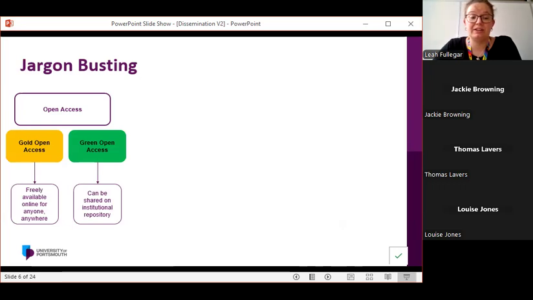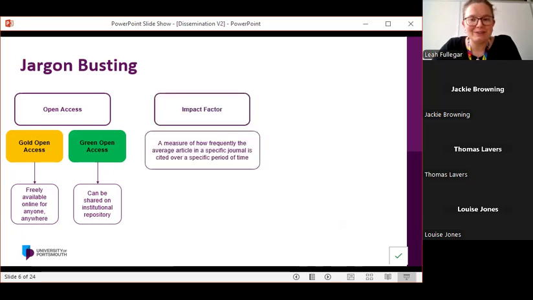So you can post an earlier version of your manuscript or something like that to your institutional repository, which for most universities is something like Pure, and then people can access it free there. But if they want to access it through the journal, then they still need to pay.